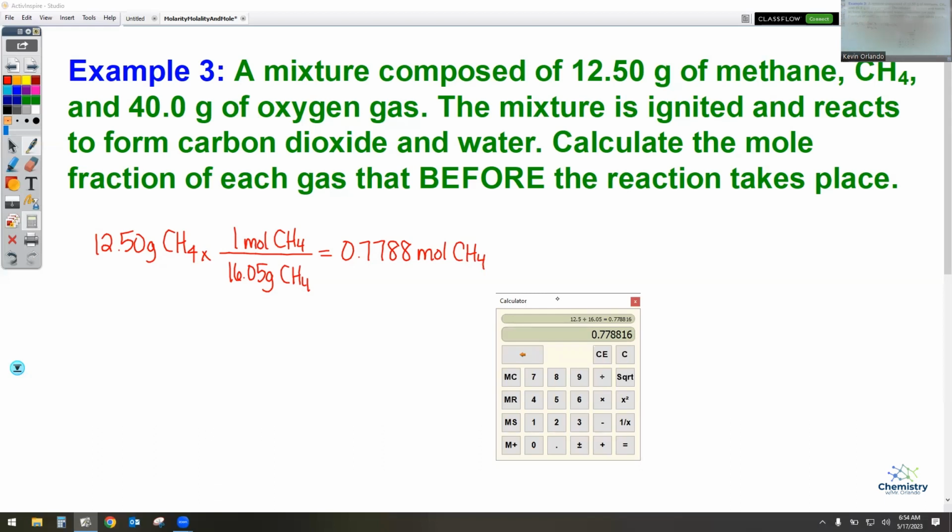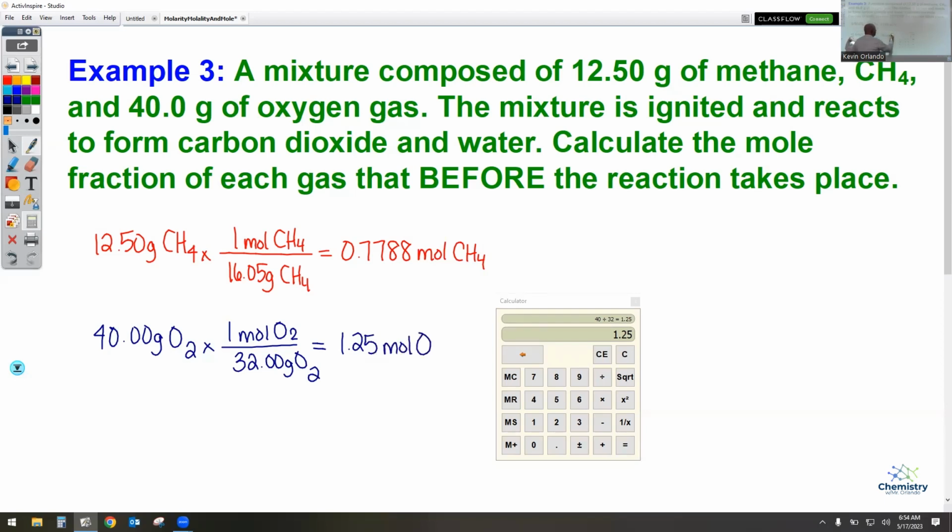The next part, we're going to do the exact same thing. This time we're going to look at oxygen. So we have 40 grams of oxygen. Remembering, of course, that oxygen is diatomic, so its molar mass is 32 grams. Get 40 divided by 32, or an answer of 1.25 moles of oxygen.